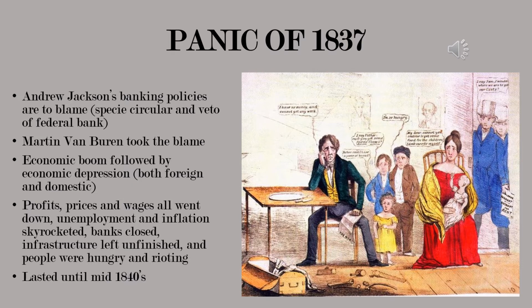So although this was a result of Andrew Jackson's banking policies, this specie circular, not paying for things with banknotes, Martin Van Buren is going to get the blame for this situation because this panic is going to last from 1837 until the mid-1840s. So the entirety of his presidency, he's dealing with this panic of 1837, and he doesn't really do it very well. You don't see many economic improvements during his presidency, and this is going to be a huge reason that he loses the election of 1840 to William Henry Harrison.